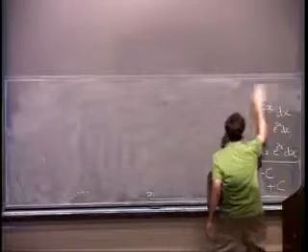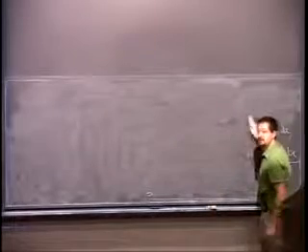Yeah. The 2x over 1 plus x squared. How does that turn into the ln of 1 plus x squared? Wouldn't it have to be just dx over 1 plus x squared?